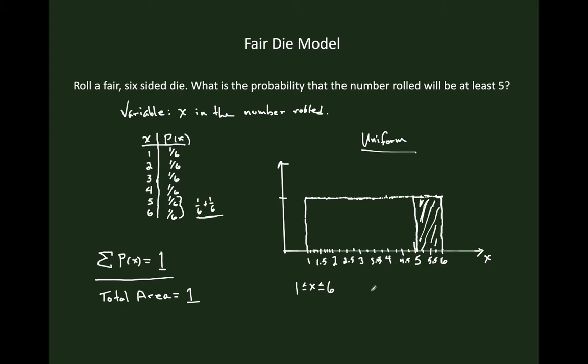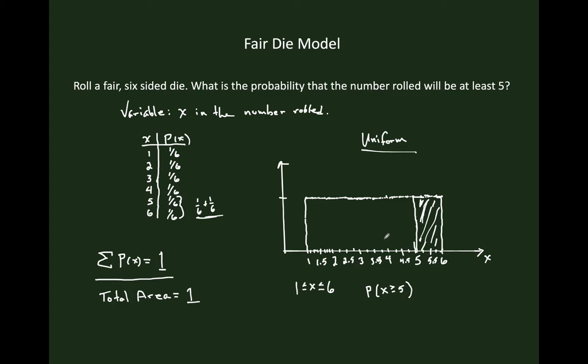Now, in the continuous case, if I define the probability that our x value is at least 5, then I could think about this as this particular area that represents all possibilities from 5 to 6 as a proportion of the total possibilities.